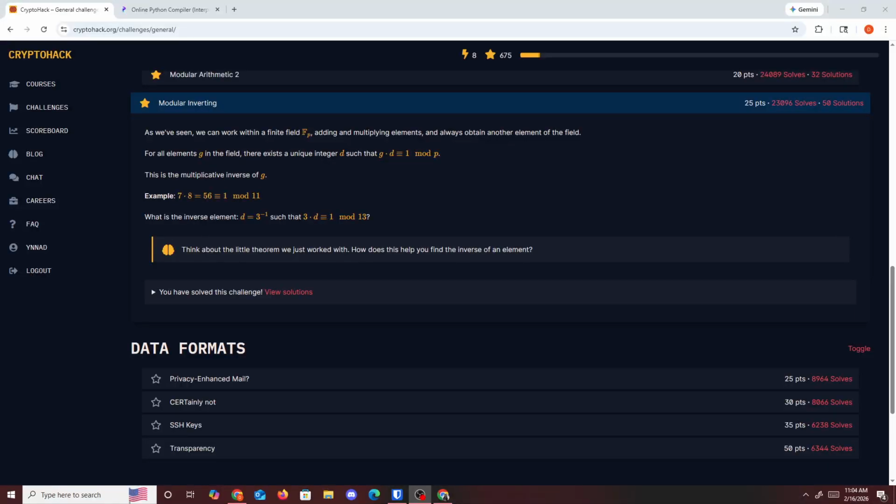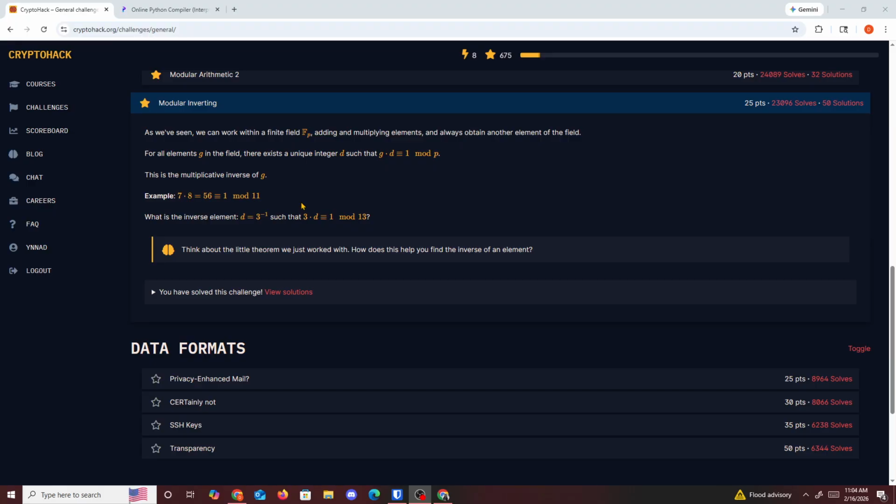Alright then, hello guys. Today we're doing another CryptoHacks challenge, and the challenge we're going to be doing today is called Modular Inverting. So it says right here, as we've seen, we can work with a finite field, adding and multiplying elements and always obtaining another element of the field.